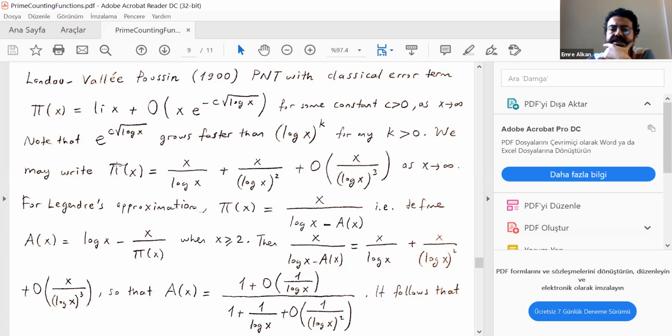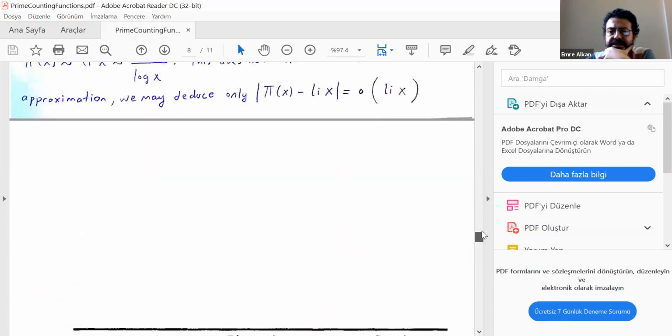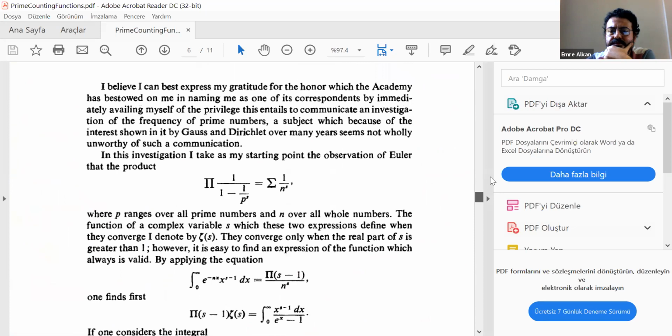So one immediately sees that, in the long run, pi of x is always bigger than x over log x, something that we can't see from the earlier statements. And in fact, that's in agreement, as you can see, because we had the graph.